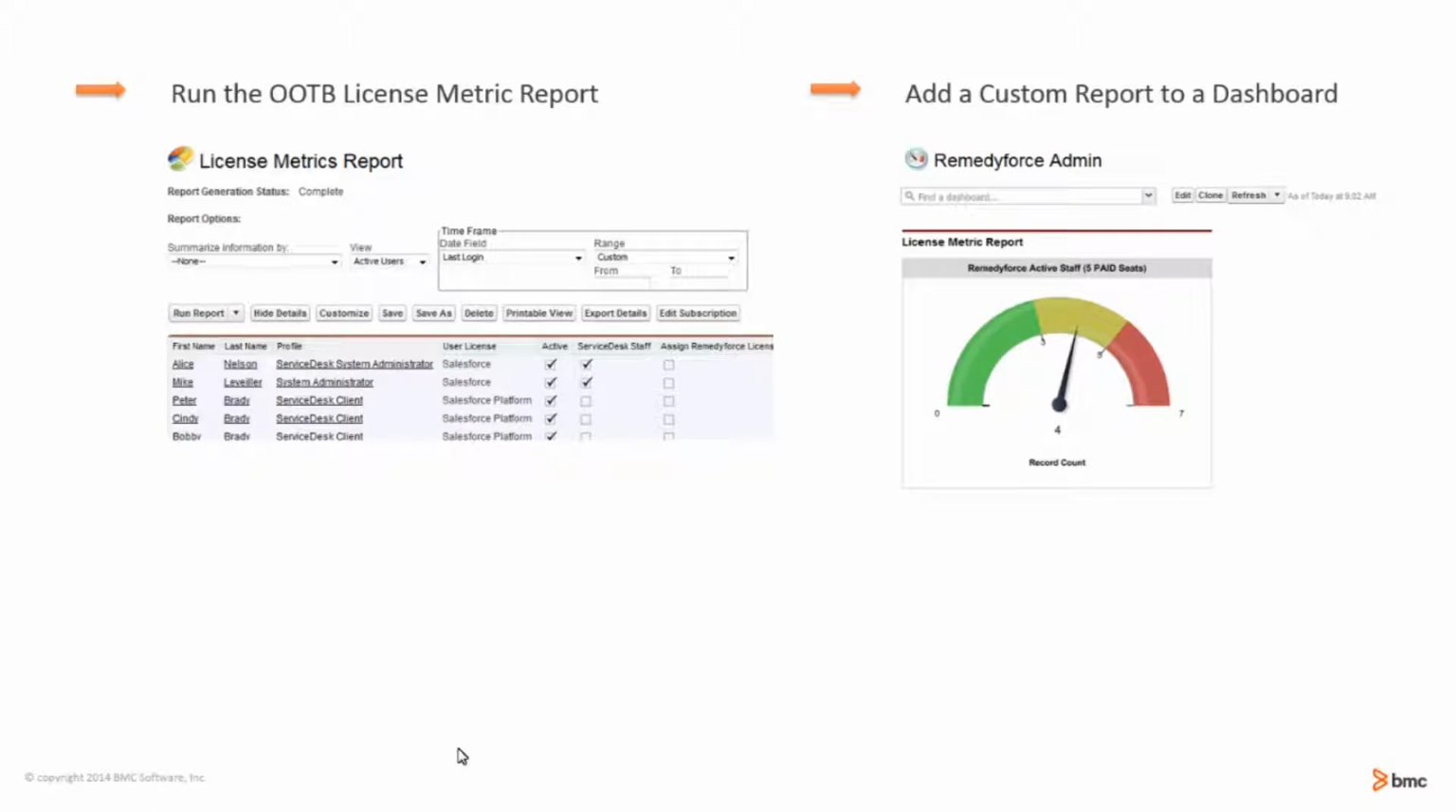The second option is to add a custom report to a dashboard. Now on this screen, the gauge dashboard is displaying a total count of 4 staff users. And you can also see that 5 is set as the maximum number allowed before it reaches the red area.